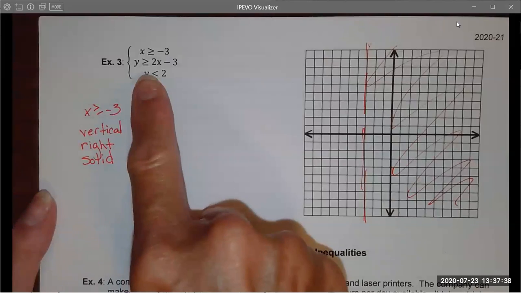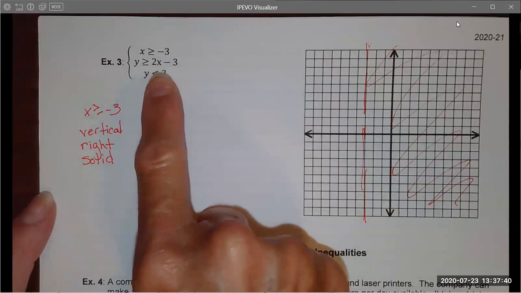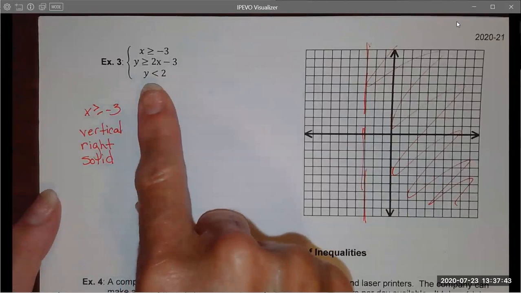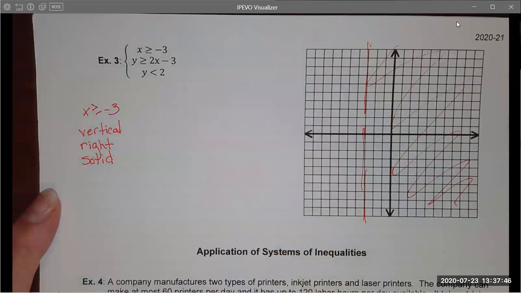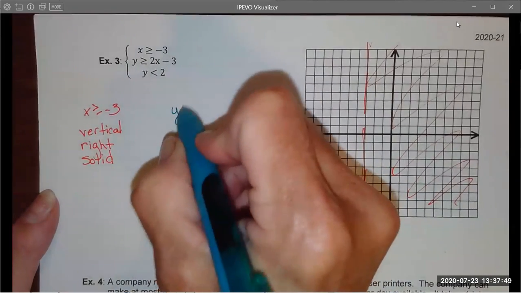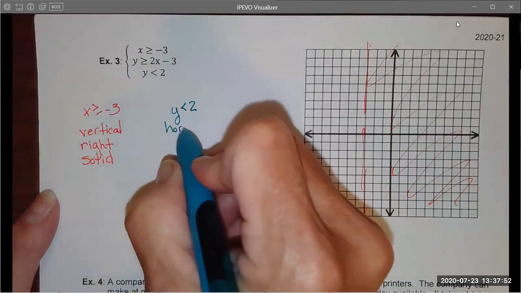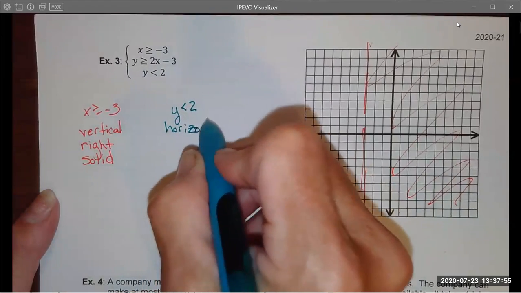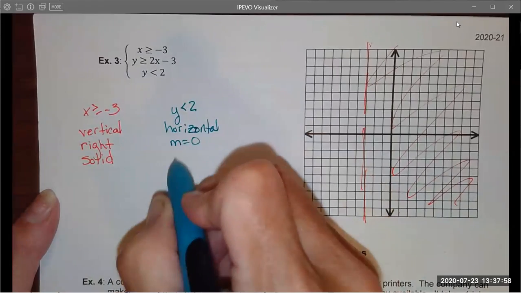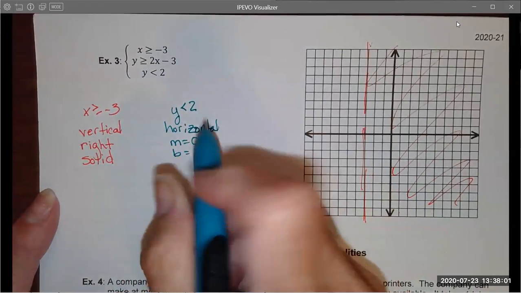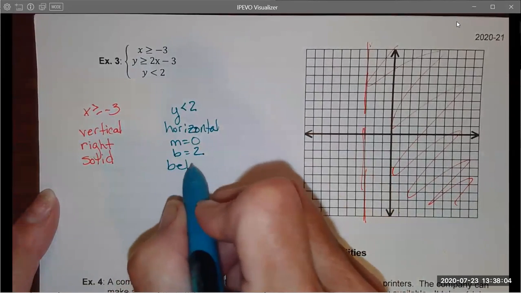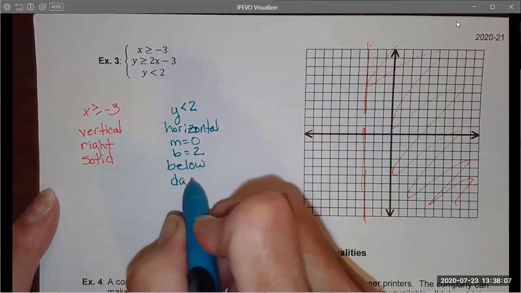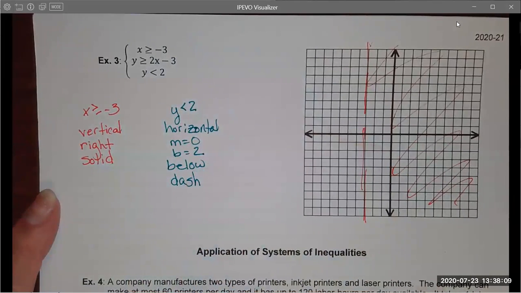The next equation is in slope-intercept form. It is ready to graph, has a slope of 2 and a y-intercept of -3. The third equation is also a special equation. This is a horizontal line. Its slope is going to be 0, its y-intercept is going to be 2, and I'm going to shade below. I'm also going to use a dashed line. All right, so what I would like you to do is pause the video and try graphing these 3 lines and shading appropriately, and let's then talk about what the solution set looks like.